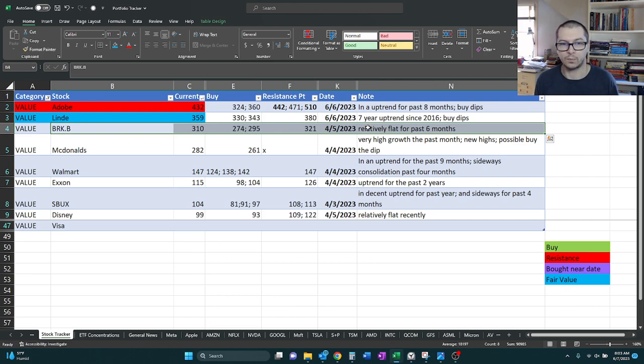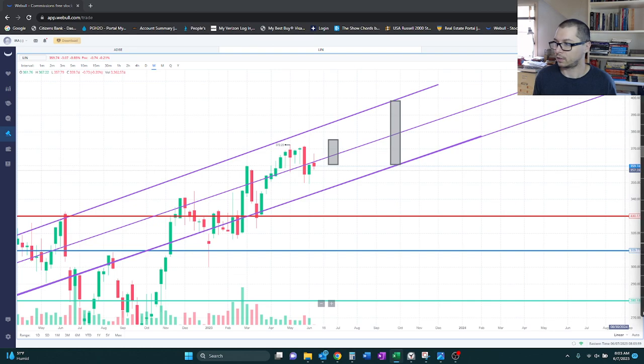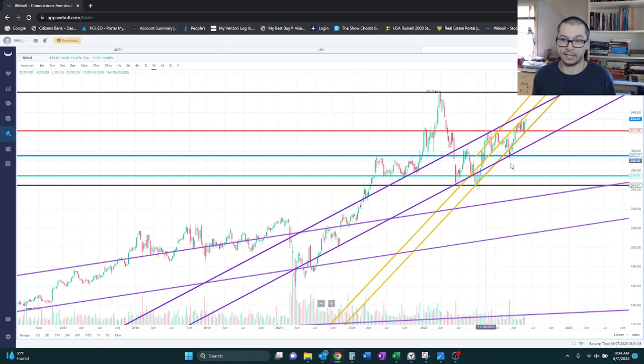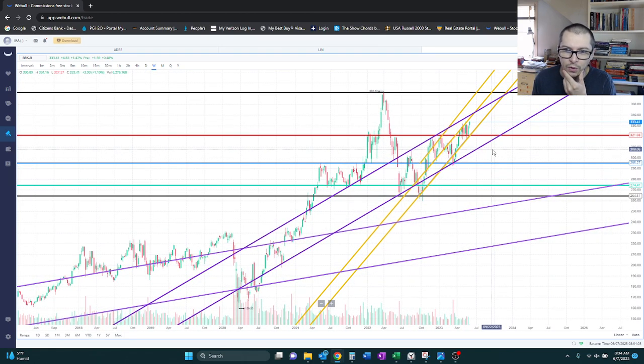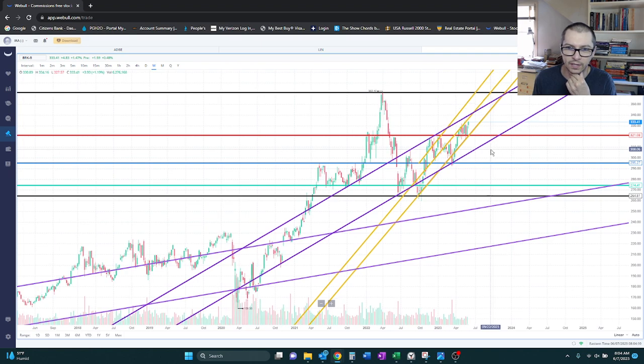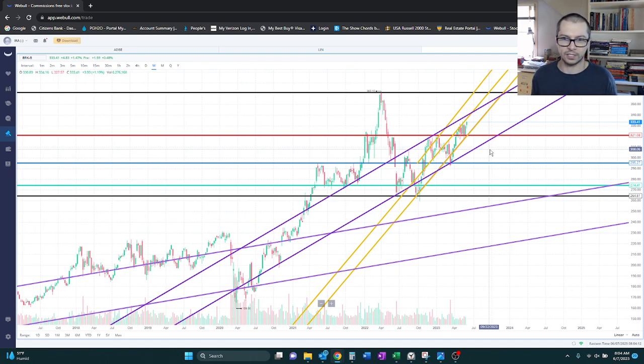We had buy points marked at 274 and 295, and we also had resistance at 321, noting that it's been relatively flat for the past 6 months. So let's take a look, see how it's been for the past 2 months. I'm not sure how much has changed. I feel like a lot has changed since the last time.